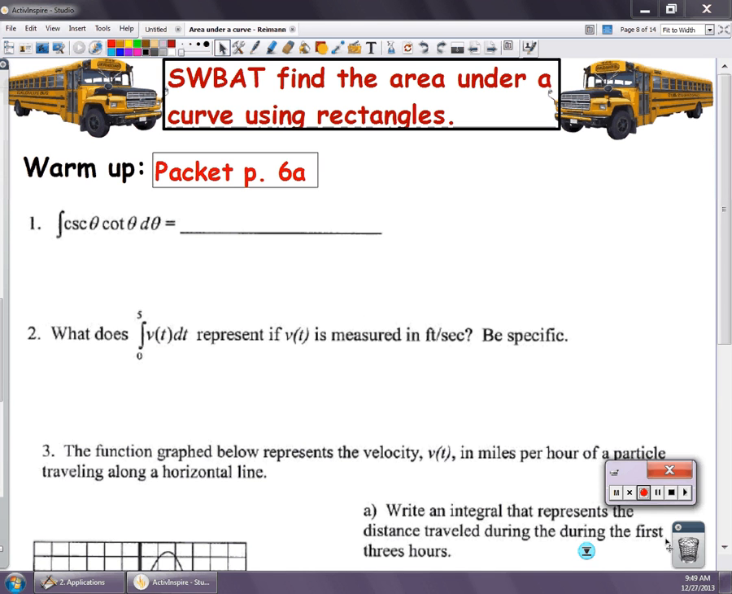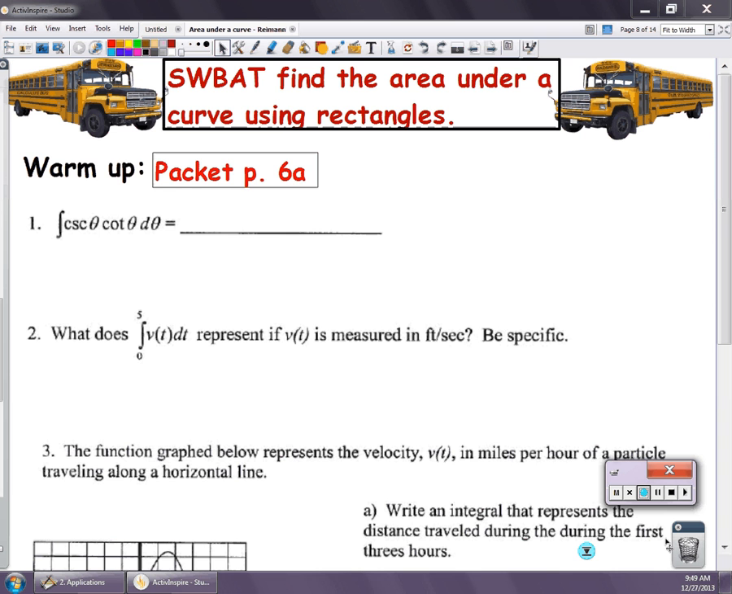In this video, we're going to continue our discussion of finding the area under a curve. We looked in the last video at doing that geometrically and the meaning of a definite integral. In this video, we're going to continue talking about evaluating a definite integral geometrically. But in this particular case, instead of counting blocks, we're going to use rectangles. But first, we're going to start with the warm-up.